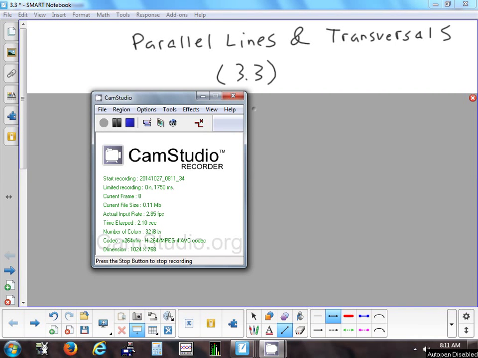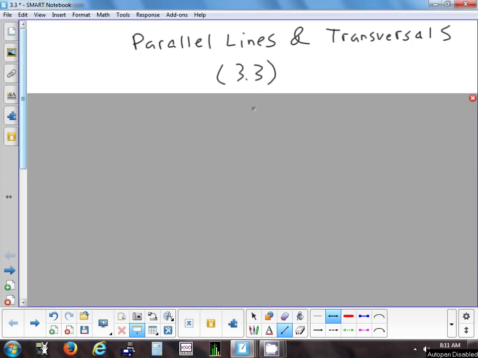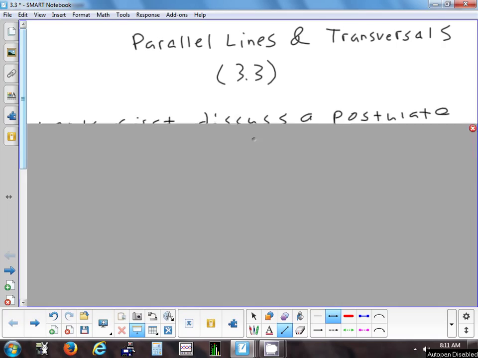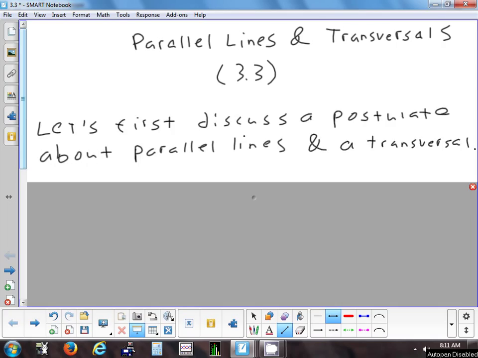All right, so today we're going to start section 3.3. It's on parallel lines and transversals. So as we just said, a transversal is a line that cuts across two or more other lines. What's going to be special today is the lines that the transversal cuts across are always going to be parallel.